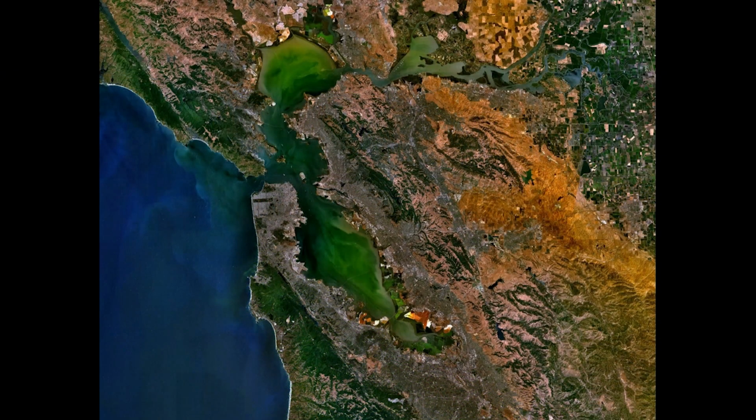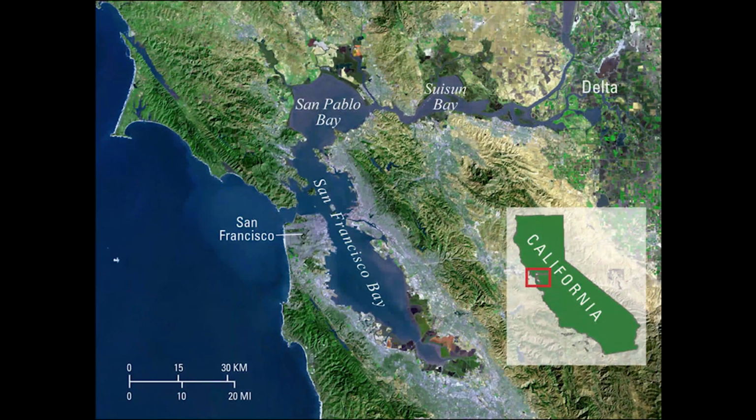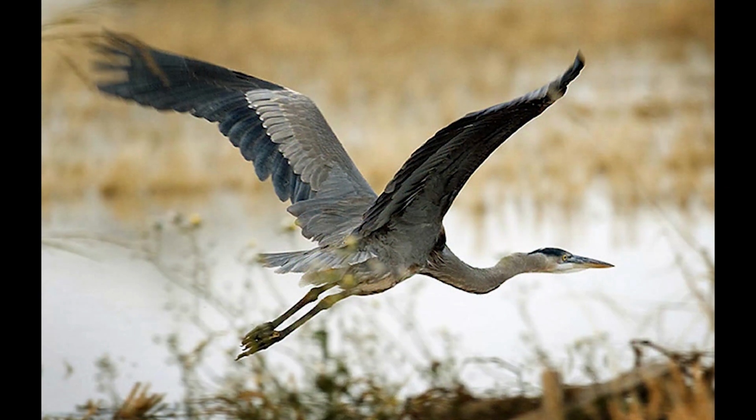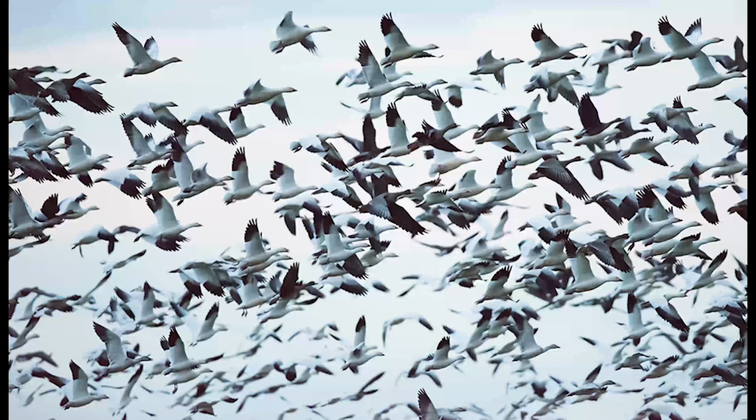The delta is an estuary, which, if you remember from the Chesapeake Bay, is a body of water that is formed when fresh water from rivers and streams meets up with the ocean and mixes with the salty seawater, creating a vibrant ecosystem. The California Delta, along with the San Francisco, San Pablo, and Suisun Bays, is the largest estuary on the Pacific coast and is home to over 750 plant and animal species.